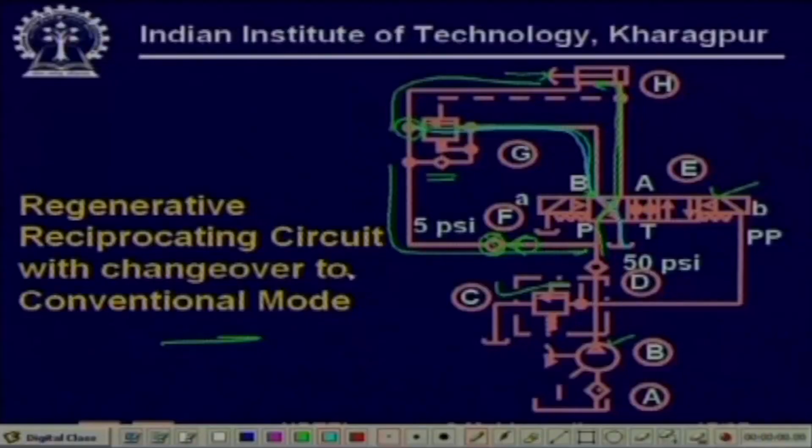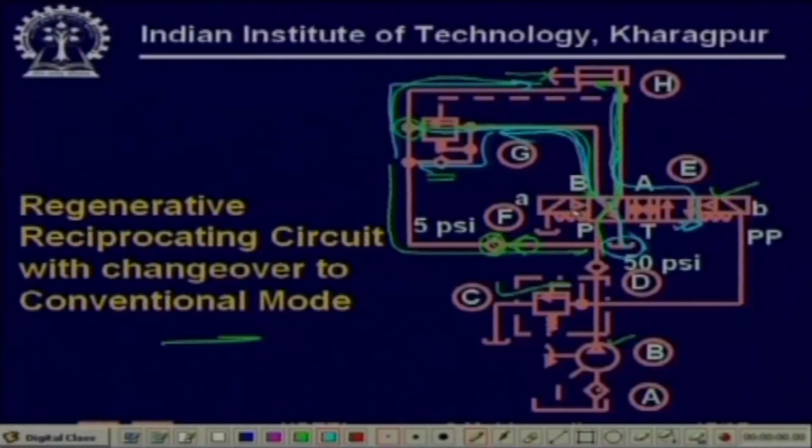What will happen in the other position? In the other position it's very simple. In the other position it will be here. So then what will happen is that this will be the flow. So it will directly flow through this check valve straight and it will actually come back here and get connected to tank. So that's a very conventional mode. In this case there is no pressure requirement and it will come back.